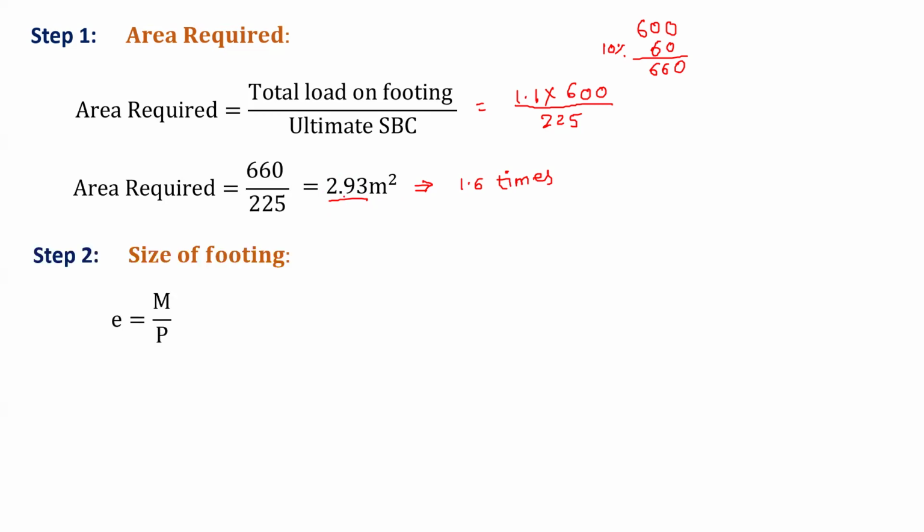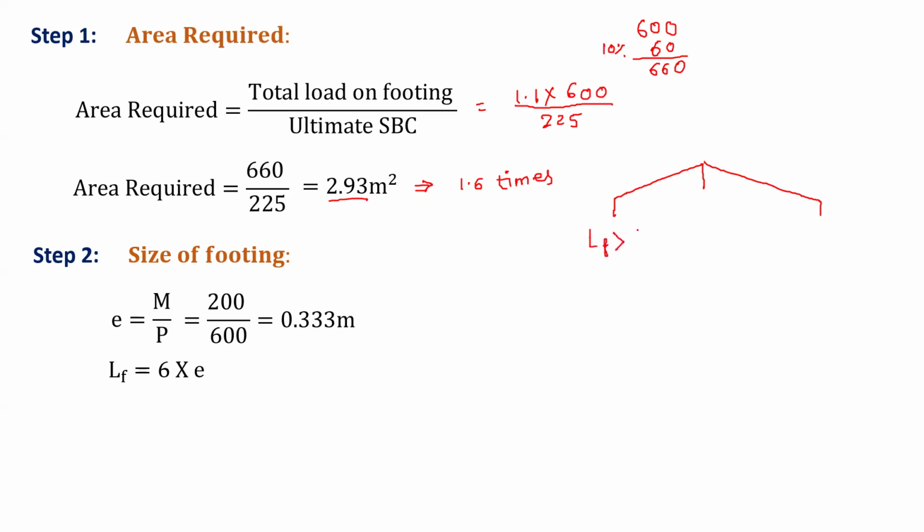So I have taken the size of the footing. Now we have e equal to M by P, that is 200 upon 600, 0.333 m. And then we have Lf equal to 6 into e. Now we have three types of this footing. First, Lf greater than 6e. Second, Lf equal to 6e. And third, Lf less than 6e.